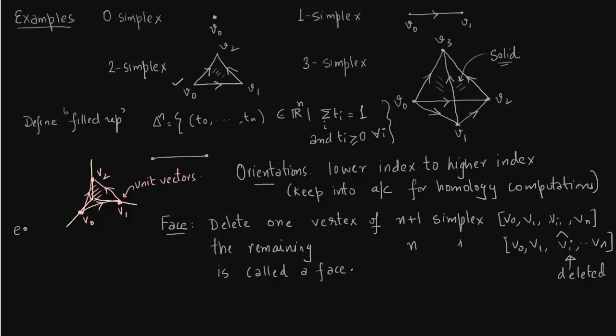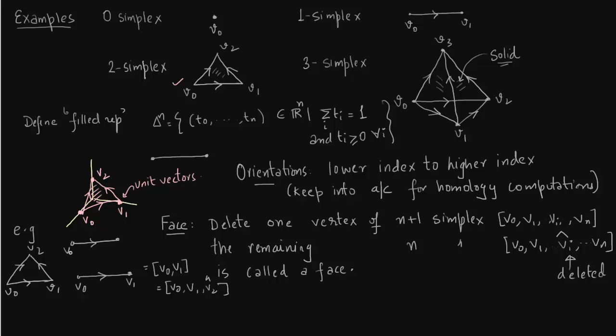I'll give an example. v0, v1, v2. So we are giving an example of a 2 simplex. It has 3 vertices. I have appropriately oriented it, marking from lower index to higher index. First you delete vertex v2. So what you get is an edge from v0 to v1, which you can simply write as v0 comma v1. Or to be more precise, you can write it as v0 comma v1 comma v2 hat to show that we deleted vertex v2.